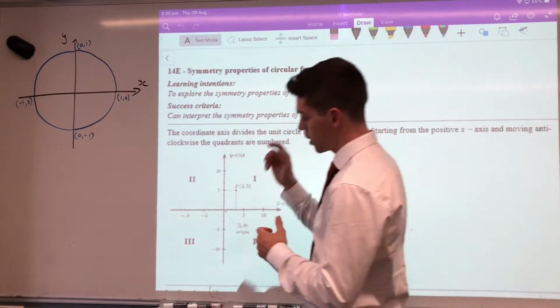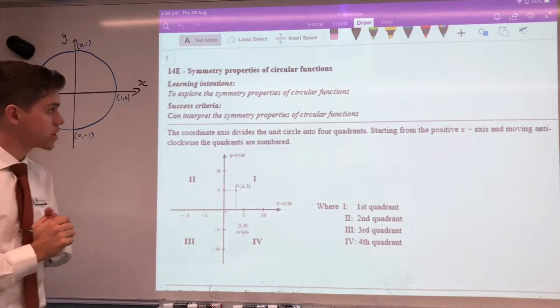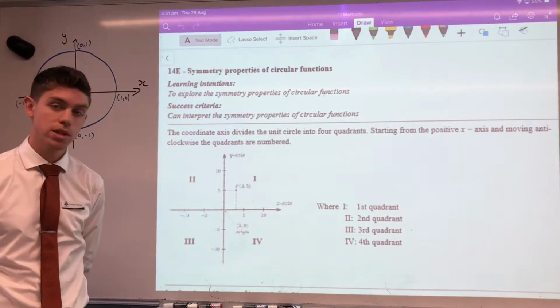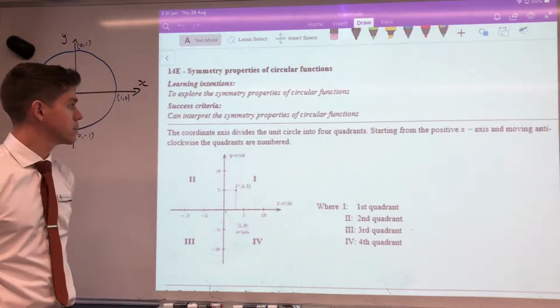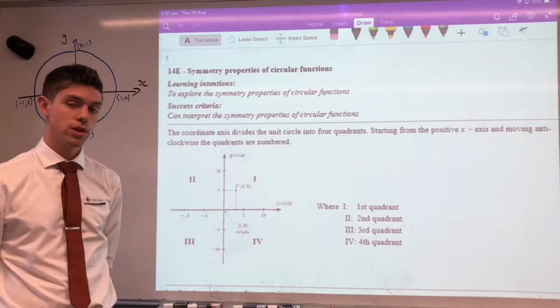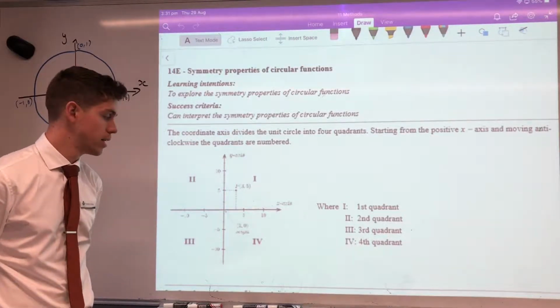Okay, in today's lesson we're looking at 14e, symmetry properties of circular functions. Our learning intention is to explore the symmetry properties that they have, and to know whether we've met the learning intention, can we interpret the symmetry properties of the circular functions sine, cosine and tan.